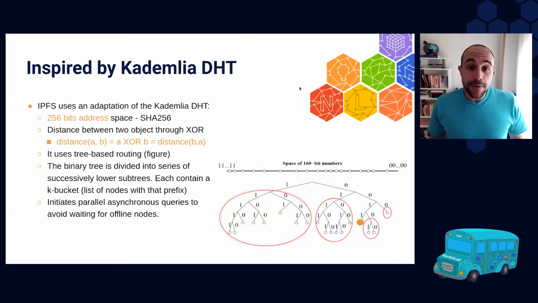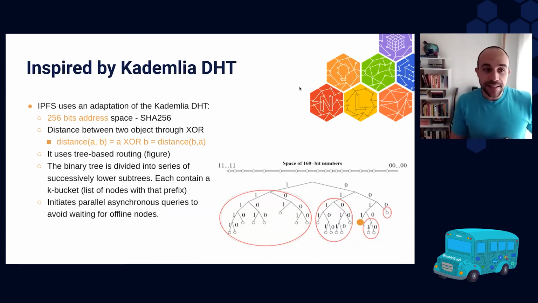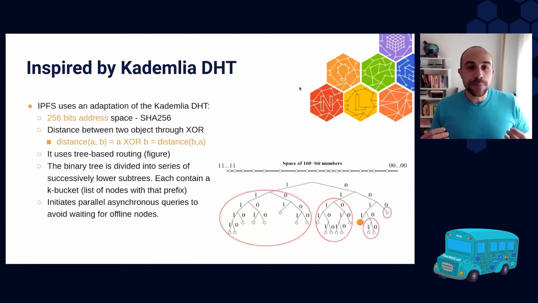So the IPFS DHT is an adaptation of the Kademlia DHT that uses a 256-bit address space. As I've said in the previous slide, we can store any kind of information, but we only have a 256-bit address to store this information. And the way in which we compute the key in which we have to store this information is done through a SHA-256. So if we want to store information or peer routing information about a peer, what we would do is take the ID of that peer to the SHA-256, and in this way, know the key in which we have to store that information.